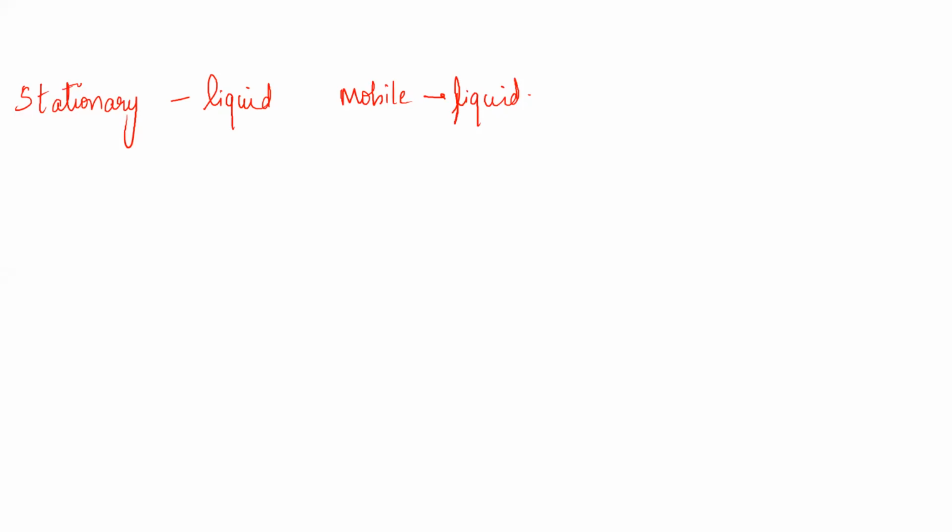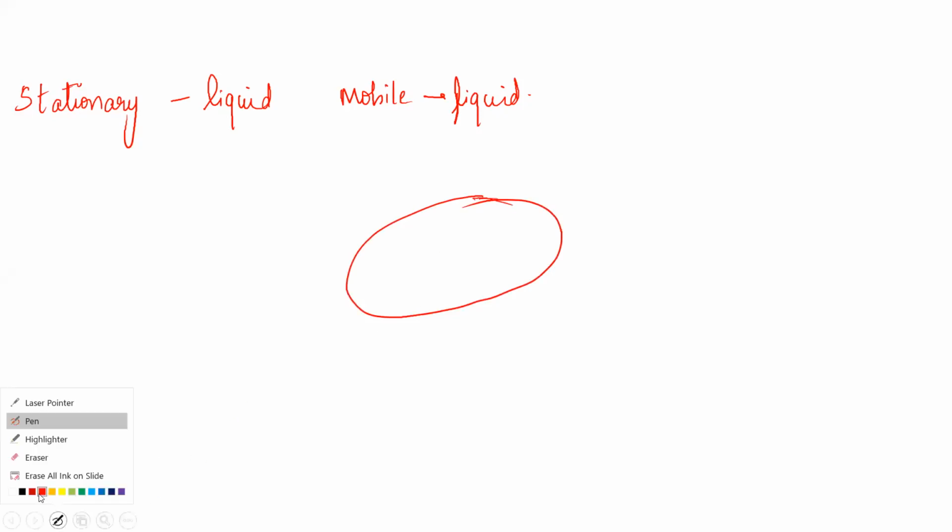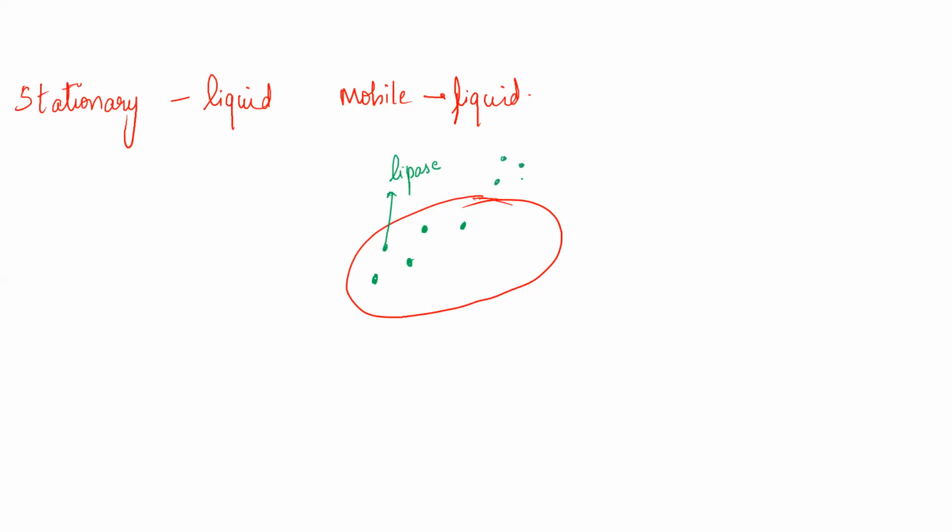Now see, there are two types of processes. One, if the bacteria is producing, suppose this is your bacteria, and now this bacteria is known to produce, say, some very useful compound or some very useful enzyme. So let us say that this is, say, lipase. Okay, it's a lipase enzyme. Now there are two things: either the bacteria is going to keep the enzyme inside, or the bacteria is going to release the compound outside into the media.